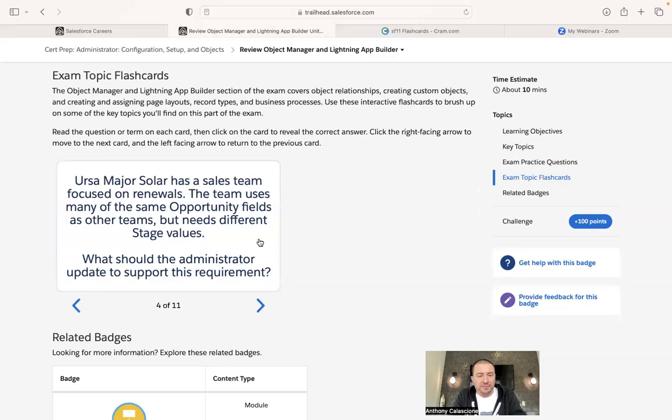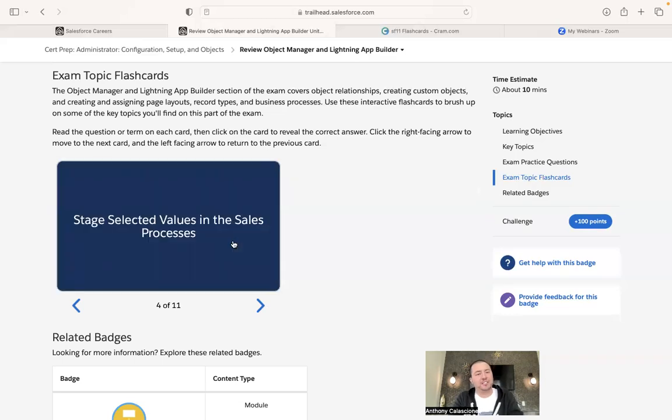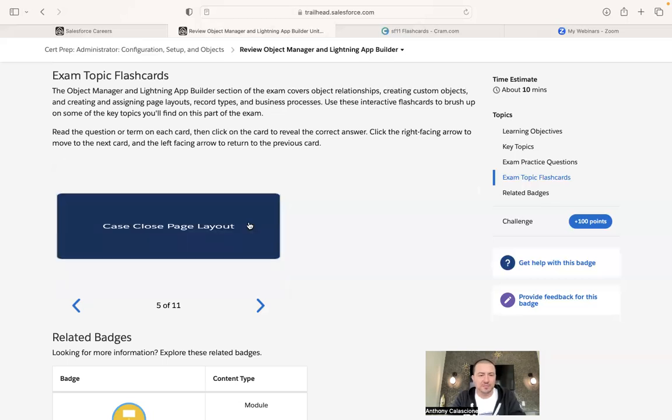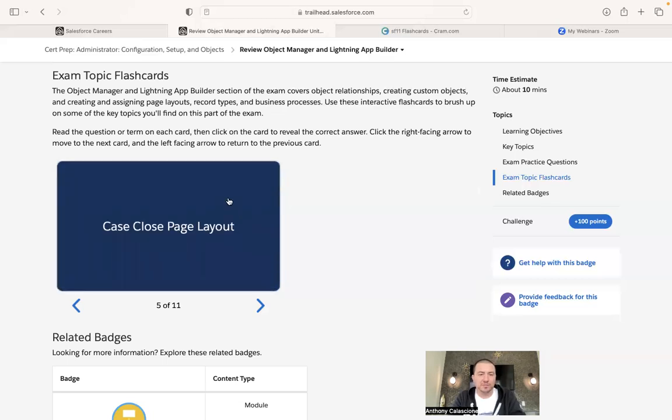Okay, number 4. URSA has a sales team focused on renewals. The team uses many of the same opportunity fields as other teams, but needs different stage values. What should the administrator update to support this requirement? Stage selected values in the sales processes. The customer support team wants to use a different page layout when closing a case. What method should the administrator use to fulfill this request? Case close page layout.